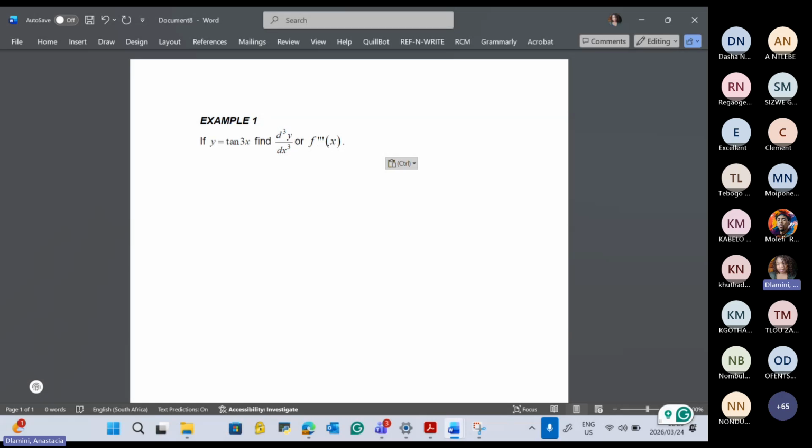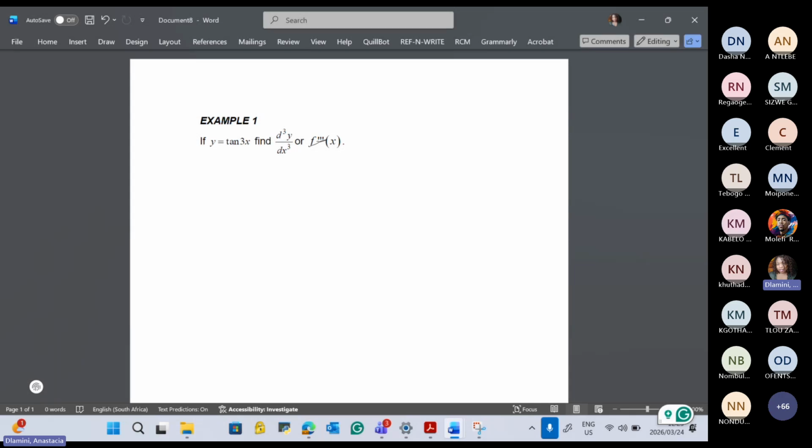If you have three dots like this, it just means that you have to find the third derivative. And if they put a 4 like this above the x, it means you have to find the fourth derivative. They don't put four dots or 100 dots. So here they want you to find the third derivative. So you first differentiate y, then differentiate the second time, and then differentiate the third time.